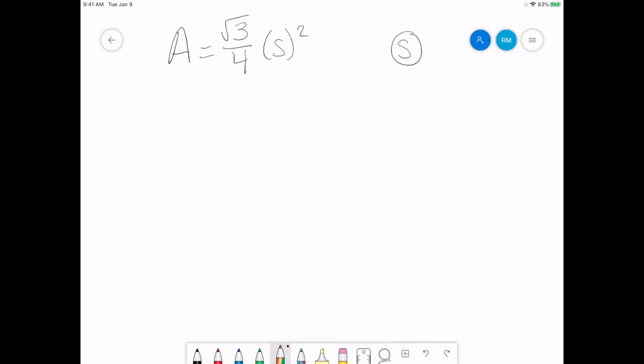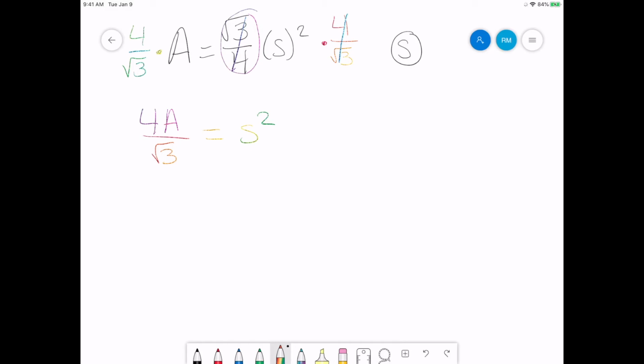That means I've got to get rid of everything that's next to the s. So the first thing I want to get rid of is this fraction. In order to get rid of the fraction, I need to flip it and multiply by it. Whatever I do to one side, I have to do to the other. On this side, those two fractions will cancel out. And on this side, I am left with 4a over the square root of 3. And it equals s squared.